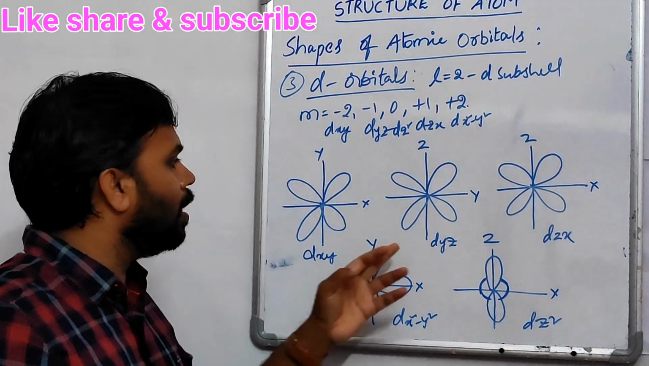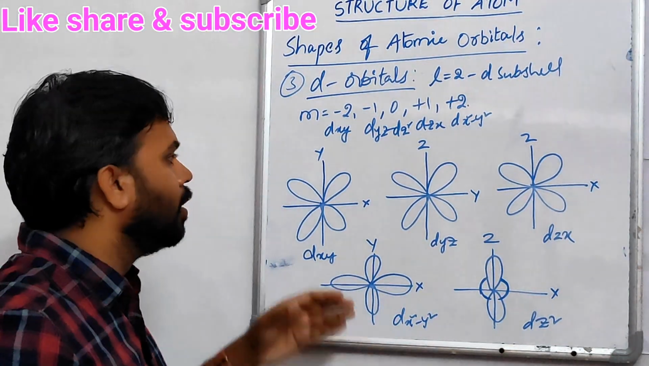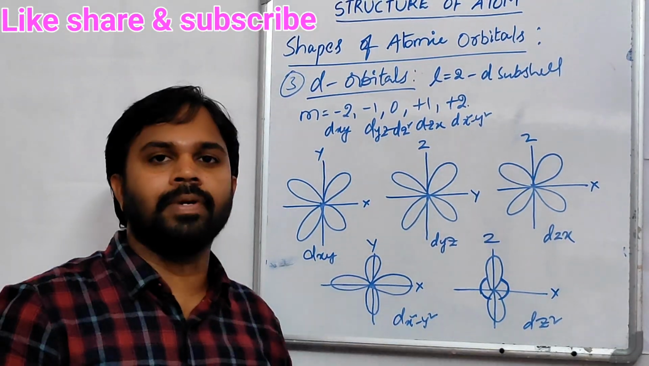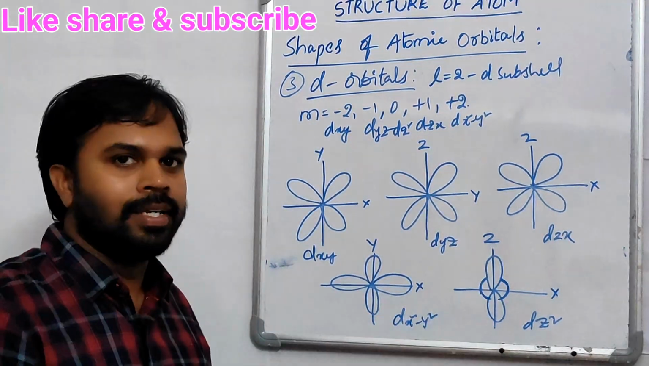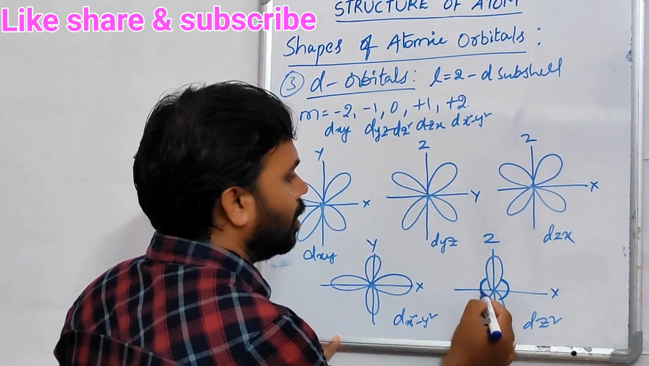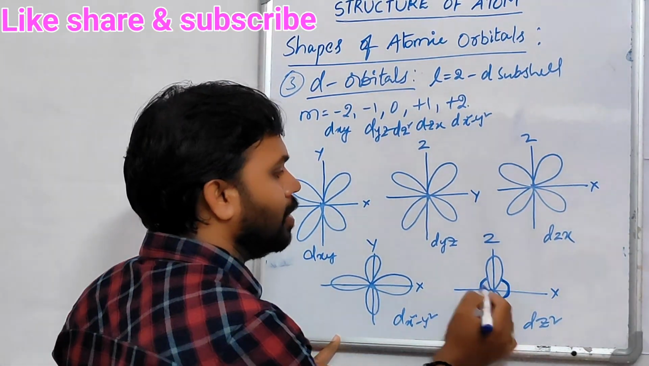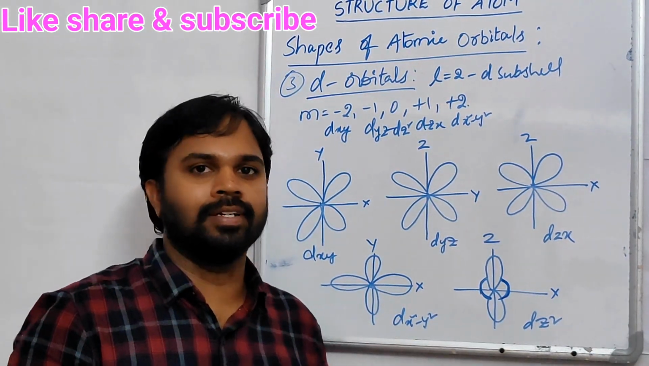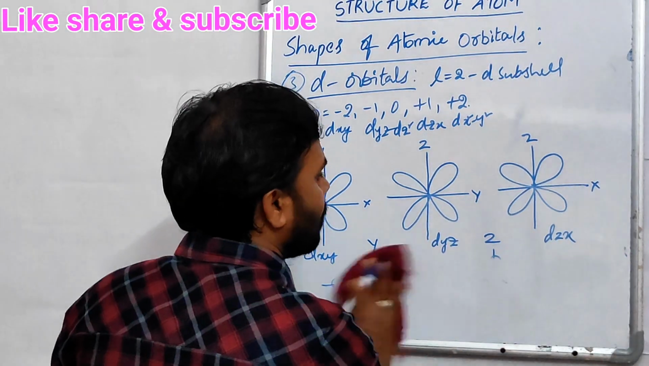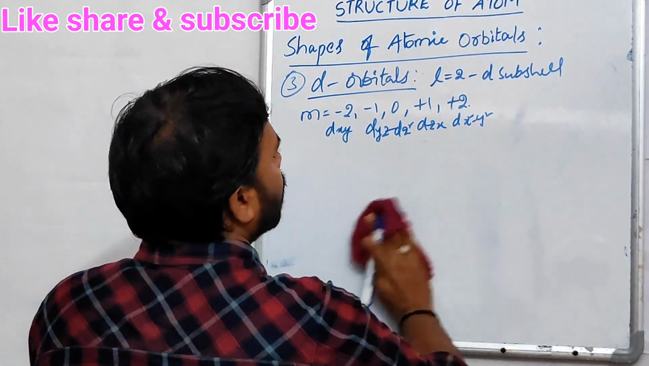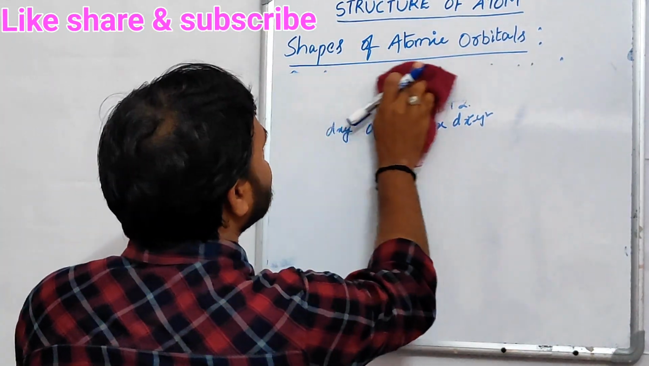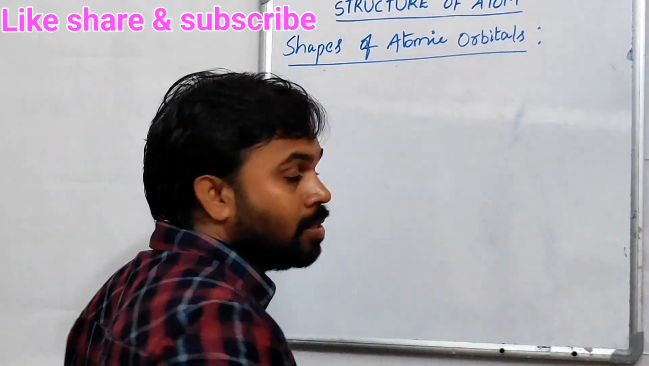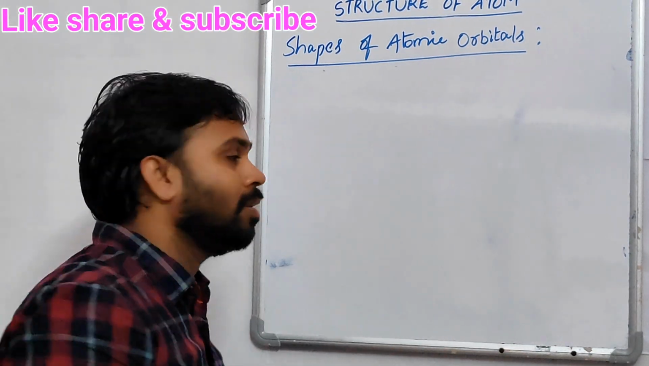And the dxy, dyz, dzx orbitals are oriented in between the axis. And dx square minus y square and dz square orbitals are oriented along the axis. In this dz square, it contains a ring-like structure. This is also electron density around the nucleus. This is about d orbitals. Now come to the f orbitals. The d orbital shape is double dumbbell.